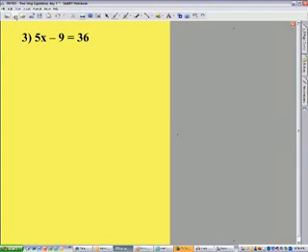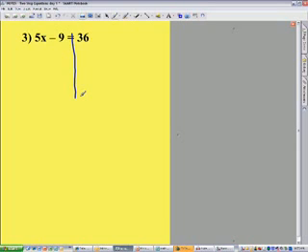Okay, let's move on to the next slide. This one we have 5 times x minus 9 equals 36. First thing I need to do is what? Okay, I separate them. And I do that by drawing the line. If I have my equal sign here, I'm going to draw that line so that I separate both sides of my equation. I know whatever has to happen on one side has to happen on the other as well.